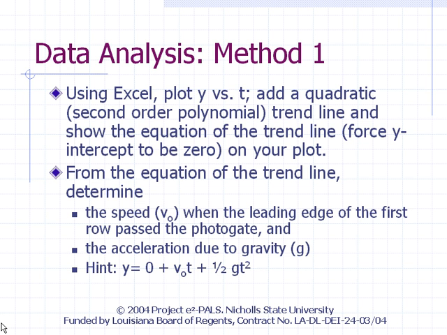From the equation, you should be able to determine the initial speed of the fence. This would be the coefficient of t, and the acceleration due to gravity. This would be 2 times the coefficient of t squared. Note that we do not expect the initial speed to be 0. The fence would have already fallen a certain distance and sped up by the time the first row passes the detector. Remember, we have chosen this, not the moment we release the fence, as our initial time.